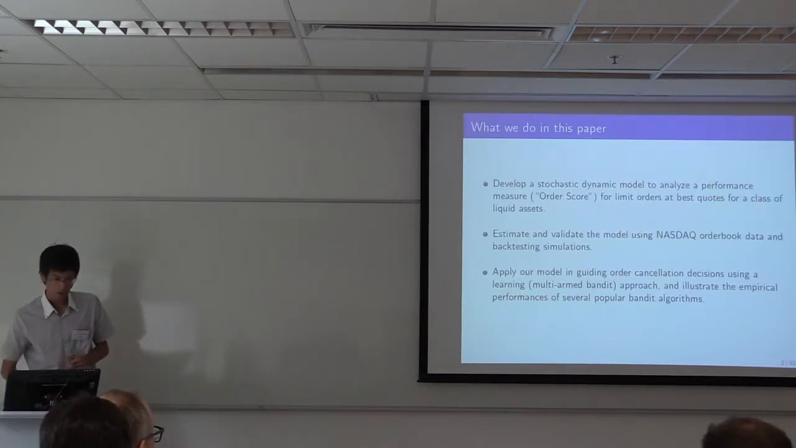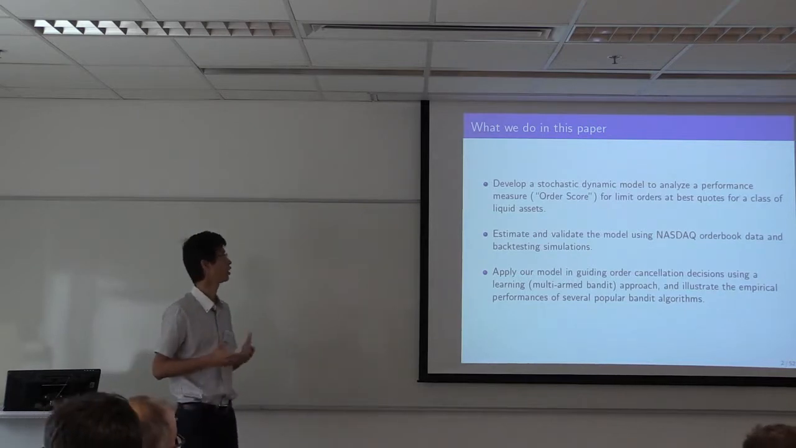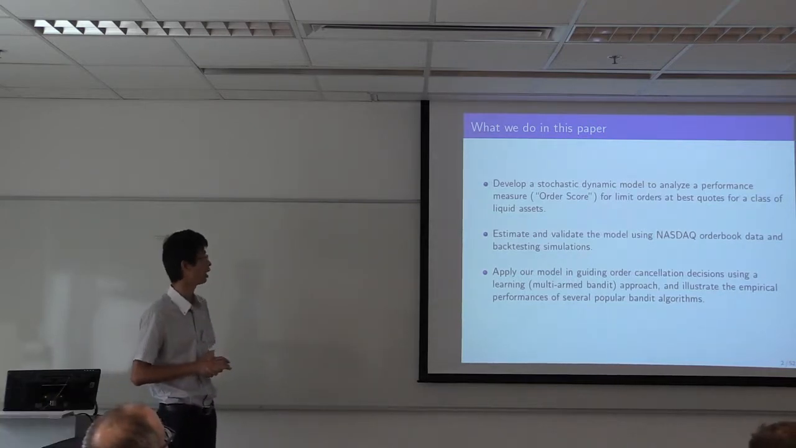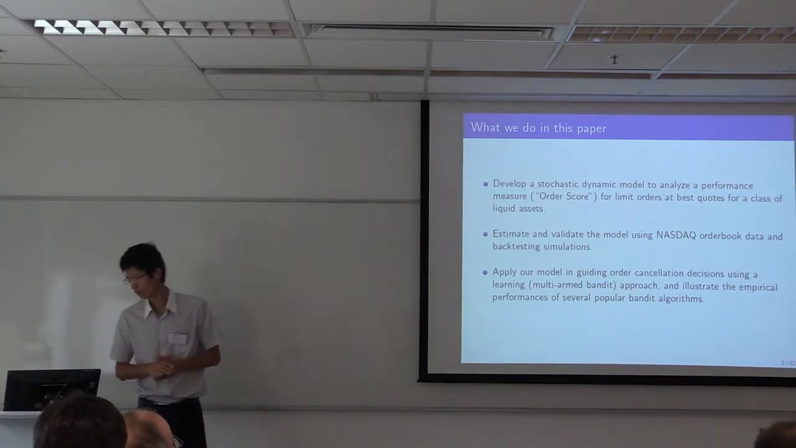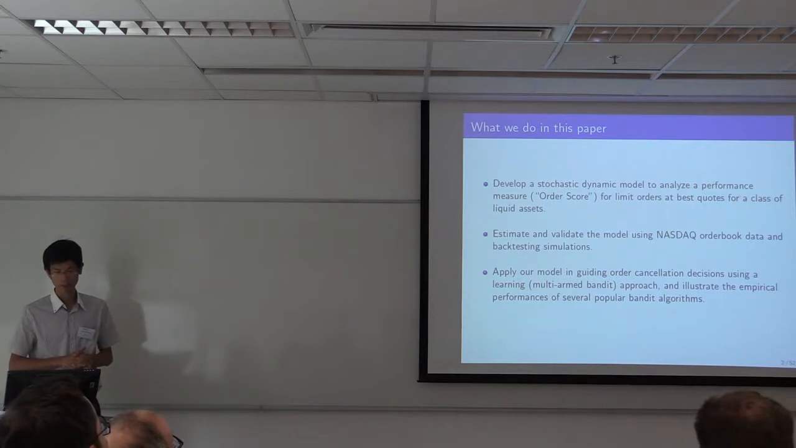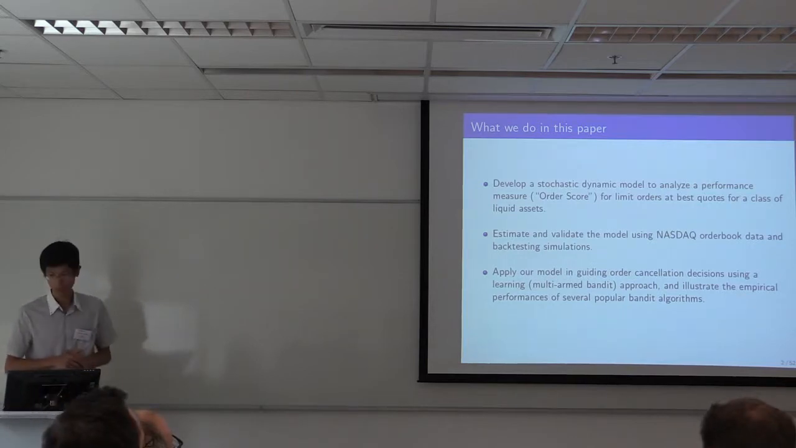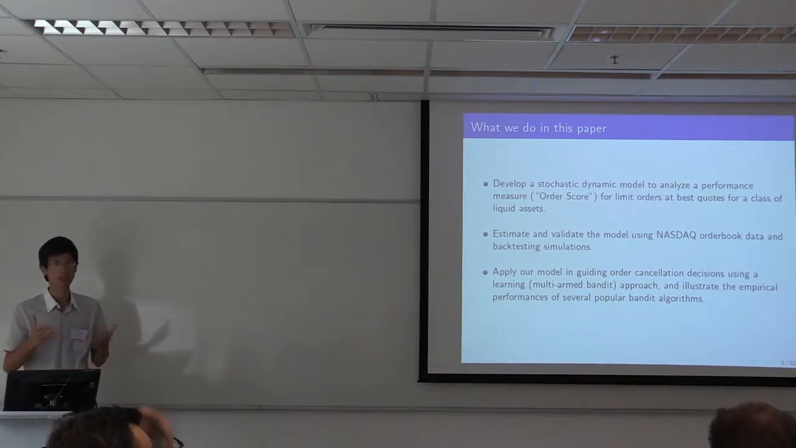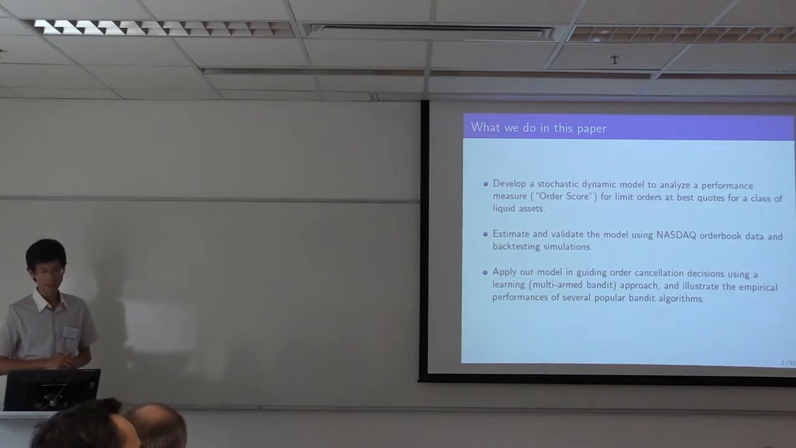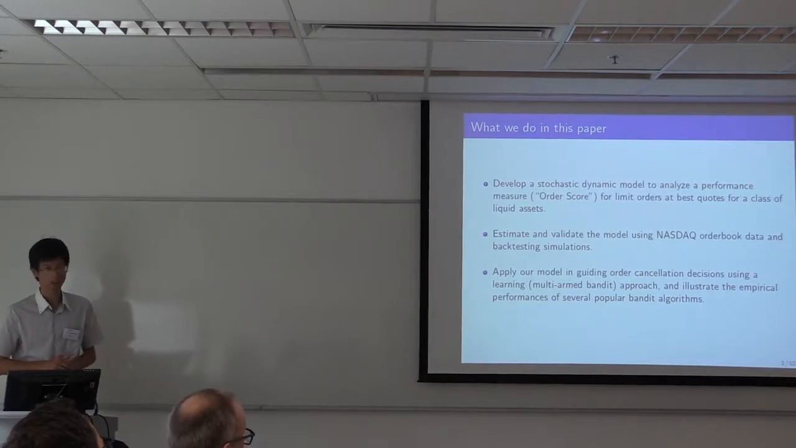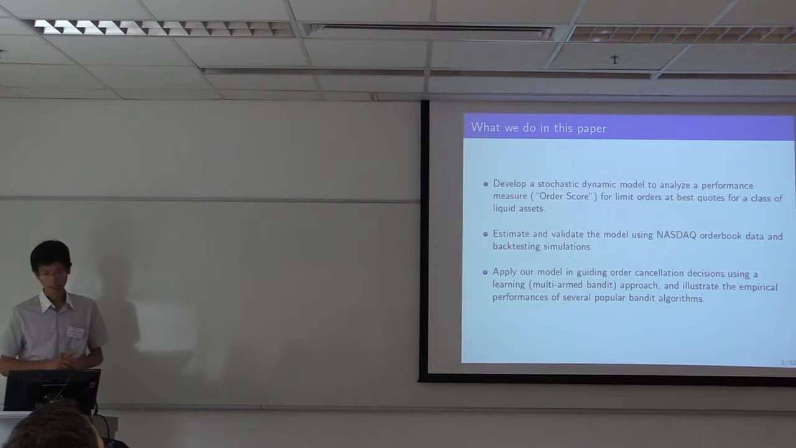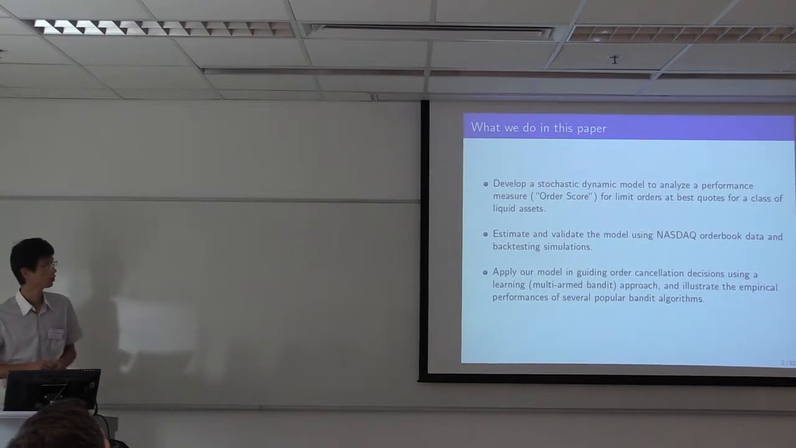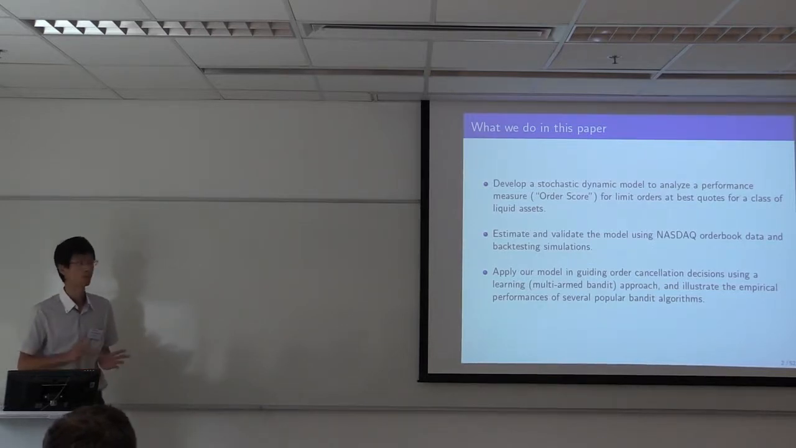Before I get into the details, let me first give you an overview of what we do in this particular work. We developed a stochastic dynamical model to analyze a performance measure for limit orders at better quotes for a class of liquid assets, and I call this performance measure the order score, similar to a credit score. Then we estimate the model using Nasdaq's order book data, and we validate the model using backtesting simulations. Finally, we apply our model in guiding order cancellation decisions using a multi-armed value learning approach, and we illustrate the empirical performance of several popular value algorithms.